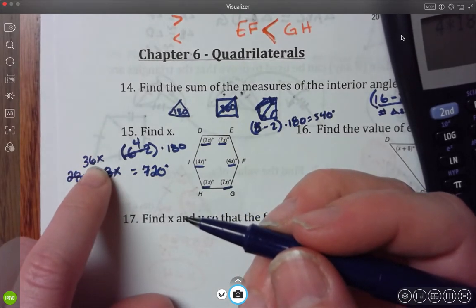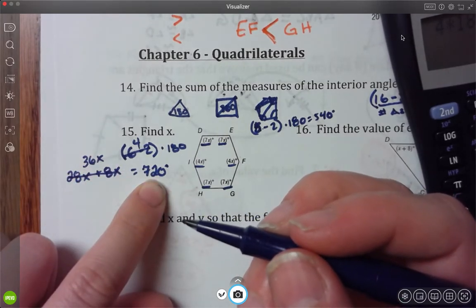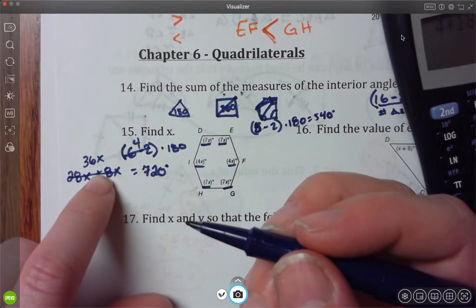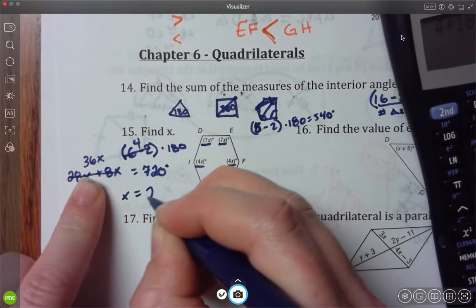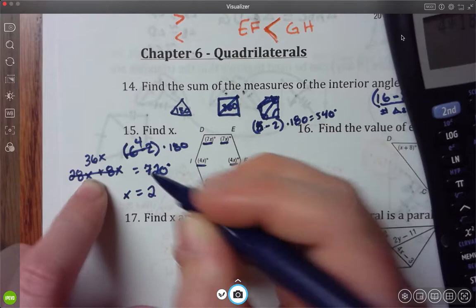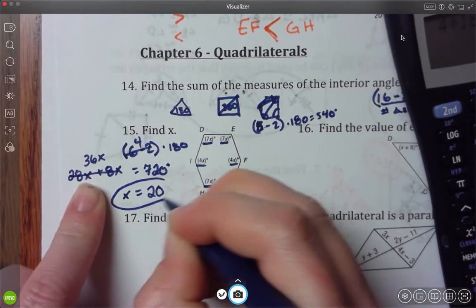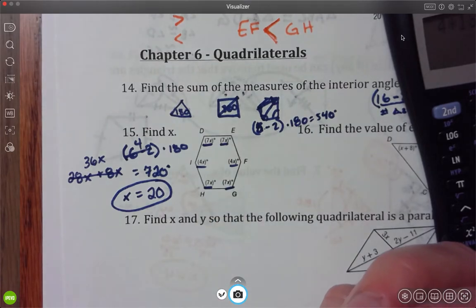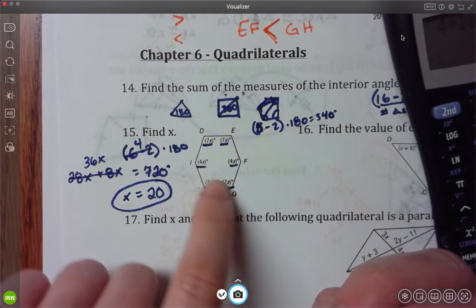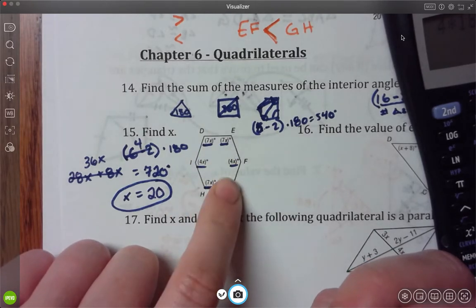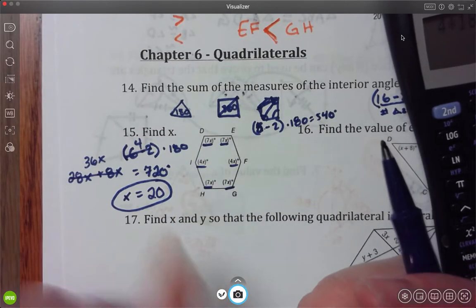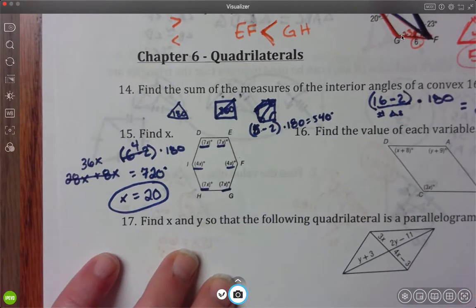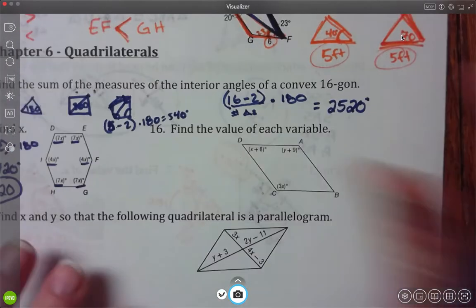So 36x equals 720. 720 divided by 36 is going to be 20. And that's what x is going to be. Find x. We don't have to plug back in or anything like that. But using that rule, n minus 2 times 180, and then add them all up together and set that equal to that. Okay. 20 degrees.